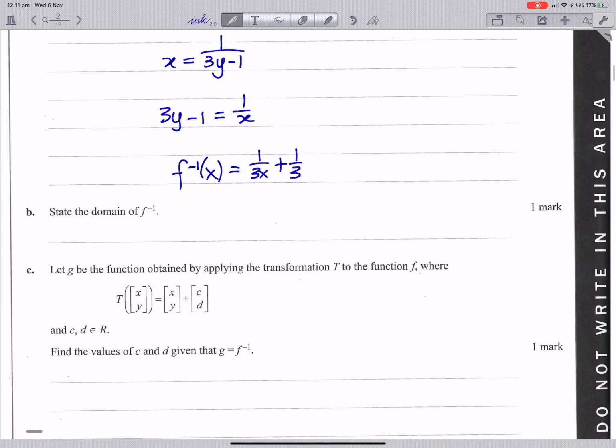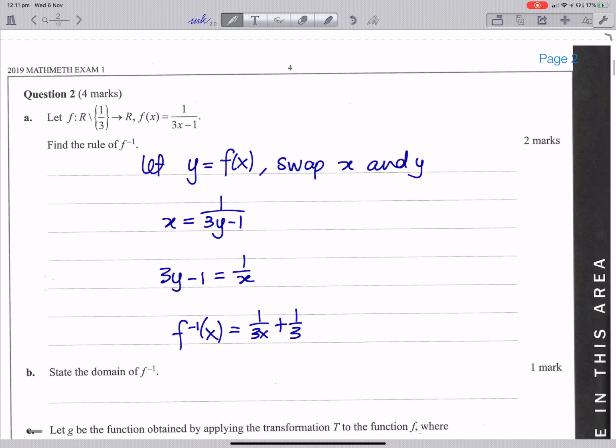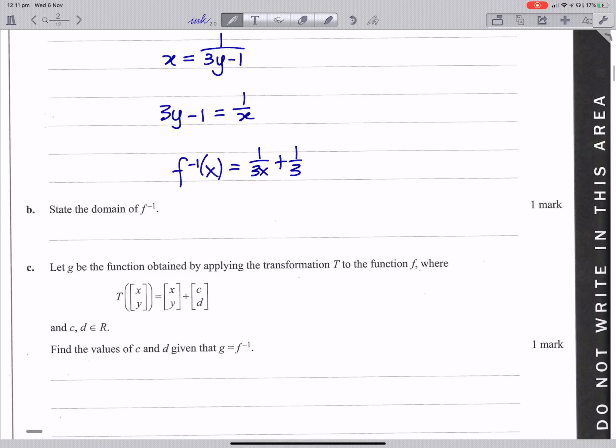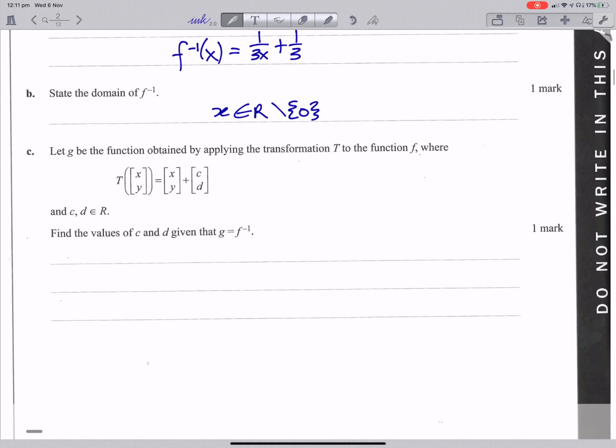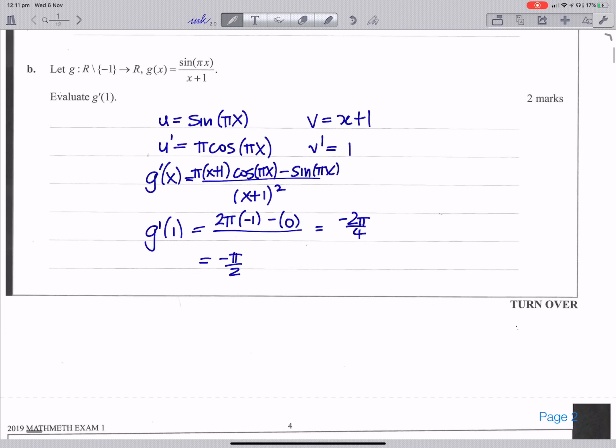So they've called another function f of x. Okay, the domain of f inverse x is an element of all reals with the exception of 0, because you can't divide by 0. Let g be the function obtained by applying the transformation to the function f, where c and d are real. Find the values of c and d, given that g equals f inverse of x.